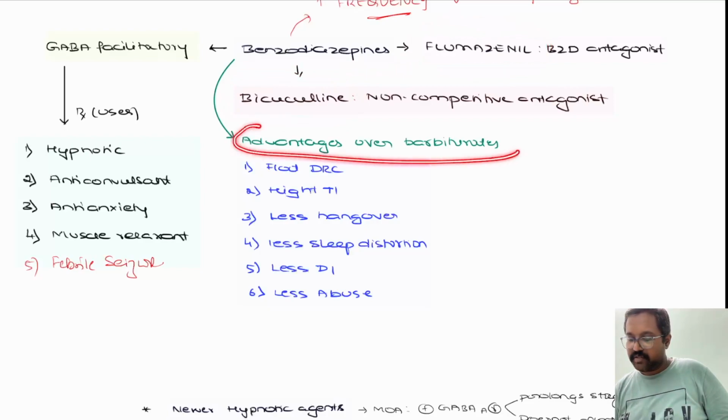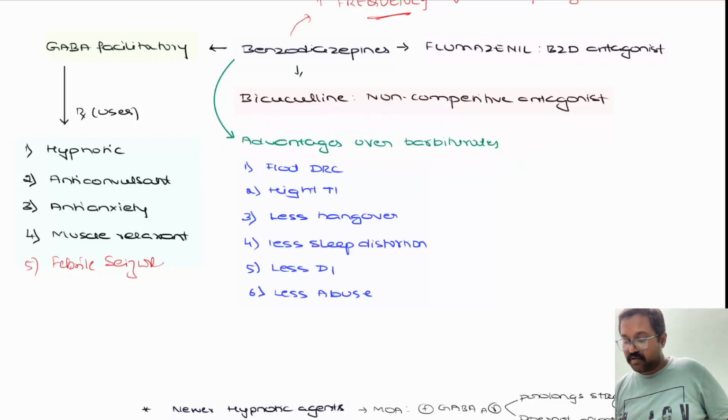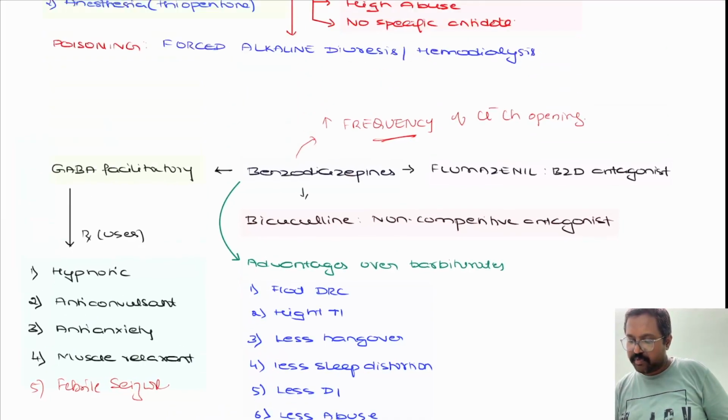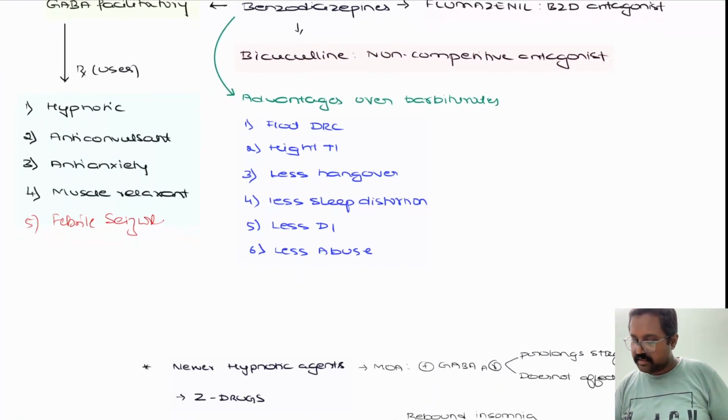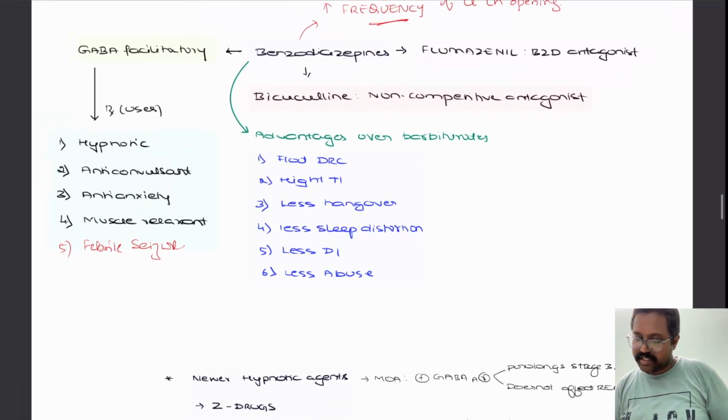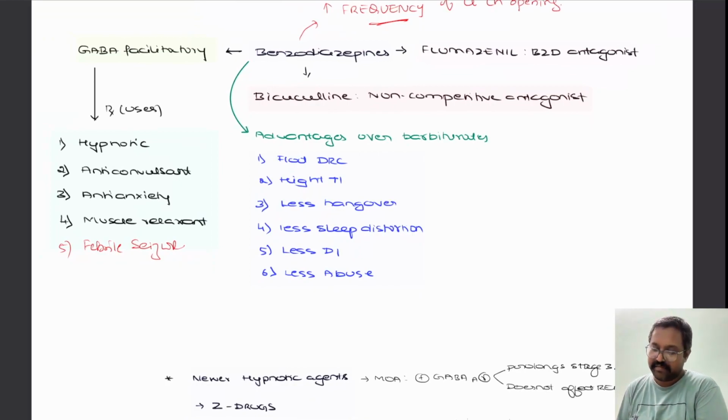What are the advantages of the benzodiazepine over barbiturates? Very important. Benzodiazepines have a flat dose response curve. They have a high therapeutic index, less hangover, and less distortion in the DRC. They have less abuse potential, and also less drug induction. That is, they don't have enzyme inducing activity, so they have fewer drug interactions.